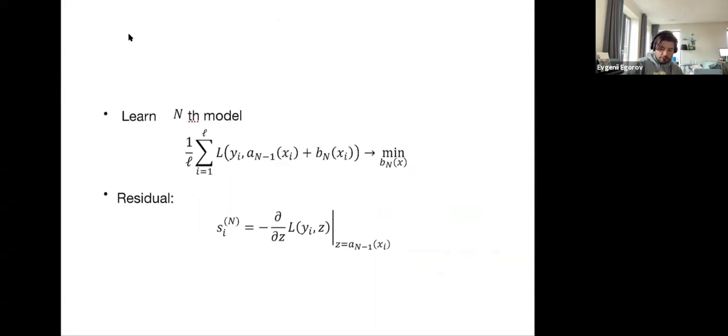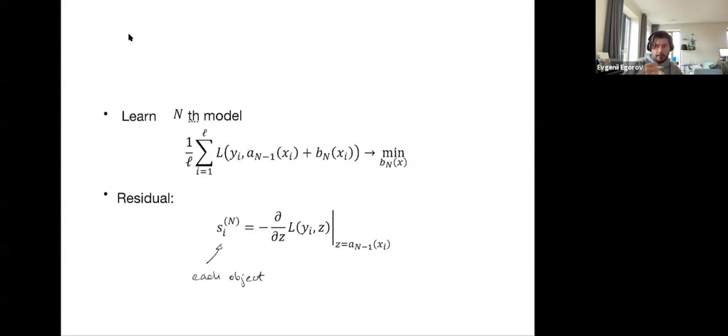So what do we have? We have the following optimization problem, and we define the residual for each object. This is important: this is defined for each object, and it is equal to the gradient of the loss function. At which point? At the point of the answers of the old part of the algorithm.